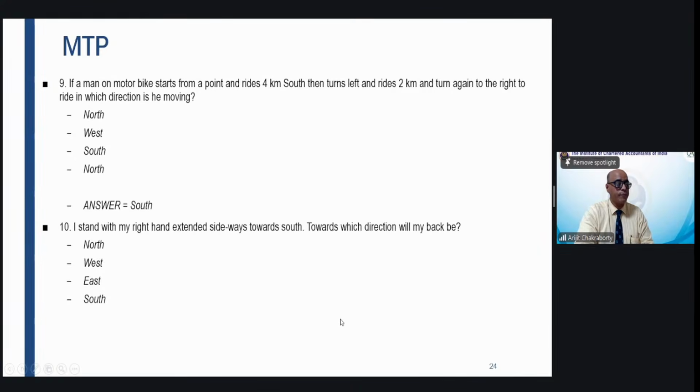Question number 10. If I stand with my right hand extended sideways towards the south. So if your right hand is towards the south, I think we have done this. This question was there in the question bank as well from the chapter end questions. So your back will be towards, I think we have done it, south means you are facing the east. So your back will be towards the west. Yes, west.